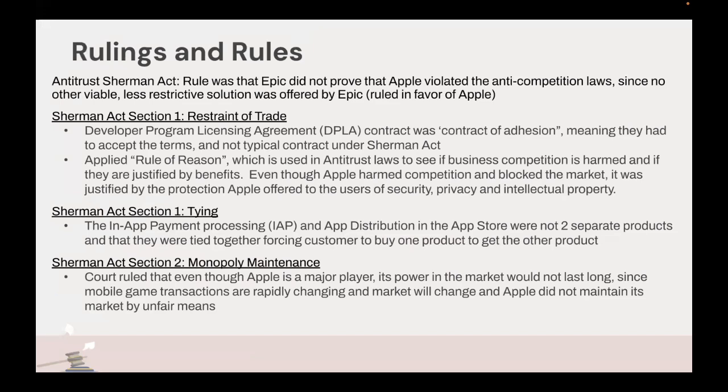And the second rule was on tying, where the court found that the in-app payment processing option and the app distribution store were not two separate products, but instead were considered one, meaning that you cannot force the consumer to buy product B if they only want to buy product A and vice versa. And lastly, there was the monopoly maintenance, where the court ruled that even though Apple is a major player, its power in the market would not last long since mobile game transactions are rapidly changing and the market will change. So Apple did not maintain its market by unfair means.